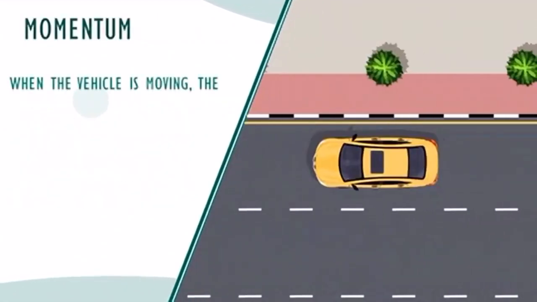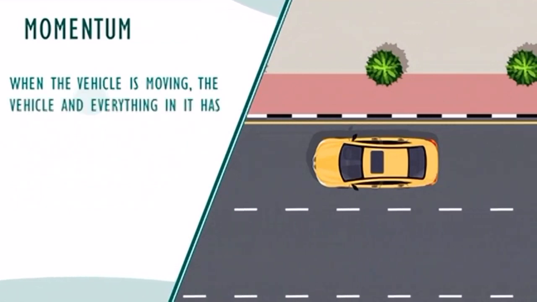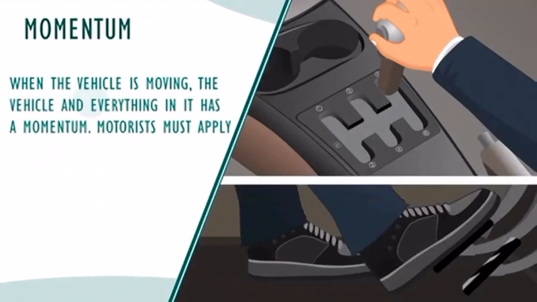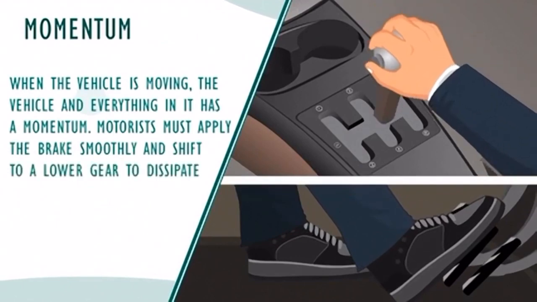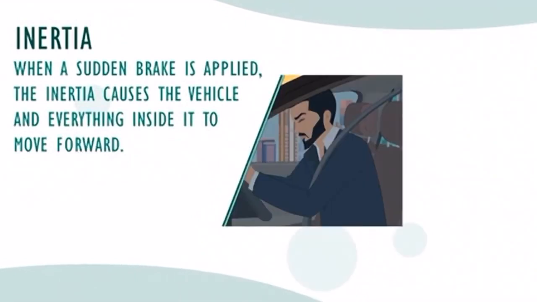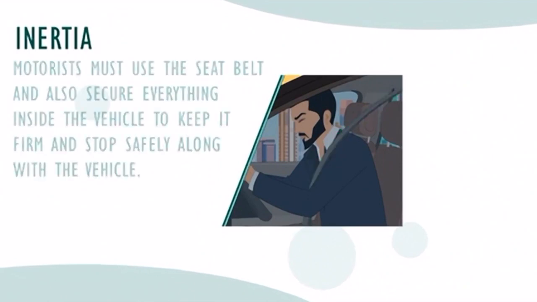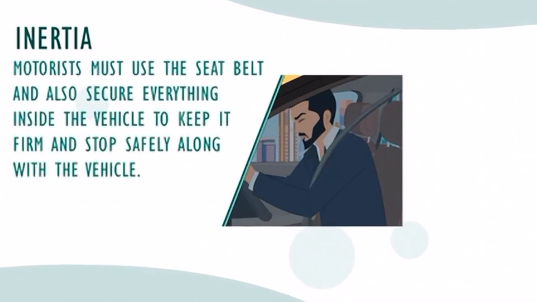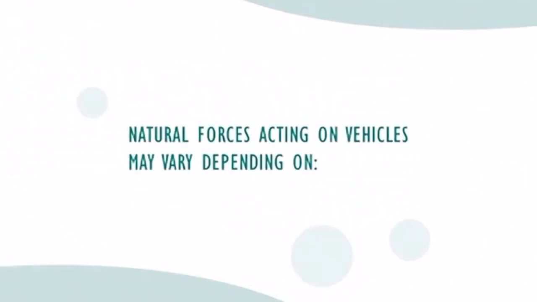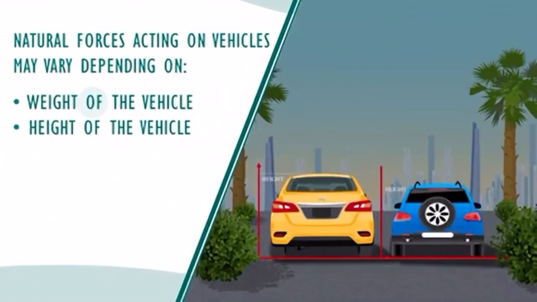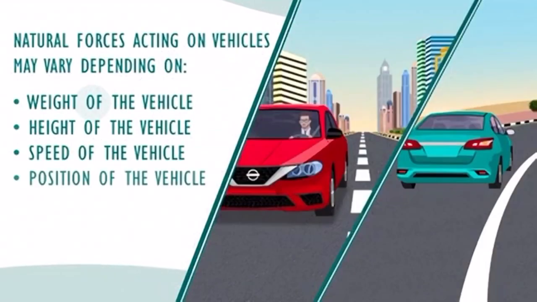When the vehicle is moving, the vehicle and everything in it has momentum. Motorists must apply the brake smoothly and shift to a lower gear to dissipate this force. When a sudden brake is applied, the inertia causes the vehicle and everything inside it to move forward. Motorists must use the seat belt and also secure everything inside the vehicle to keep it firm and stopped safely along with the vehicle. Natural forces acting on vehicles may vary depending on the weight of the vehicle, height of the vehicle, speed of the vehicle, and position of the vehicle.